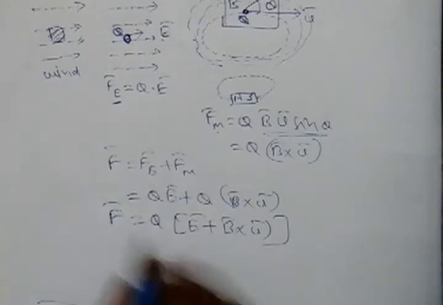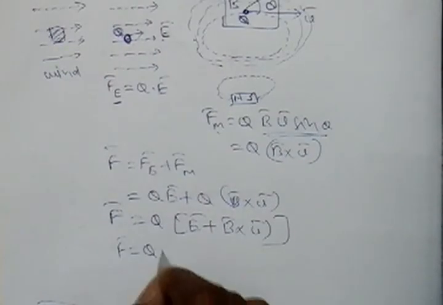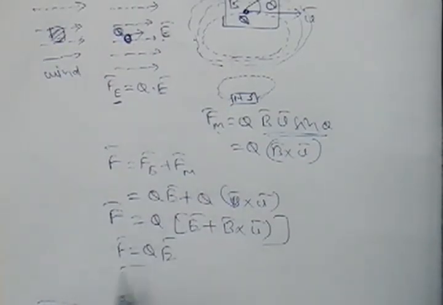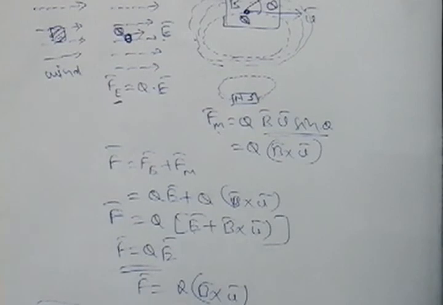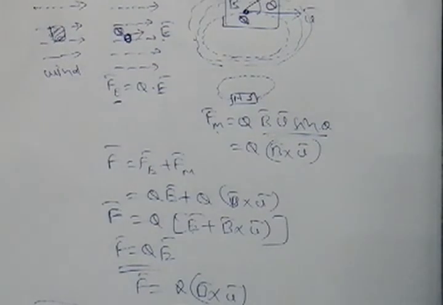If the magnetic field is 0, the force F is equal to Q into E bar only. If the electric field is 0, the force is equal to Q times V bar cross B bar. So depending on the field present in the system, we can consider either this equation or this equation or this equation. It is a general analysis.